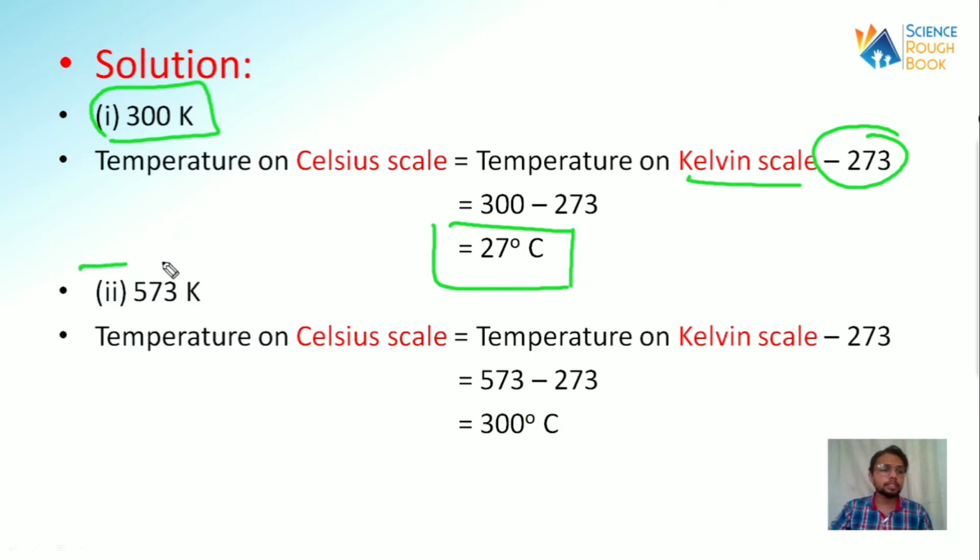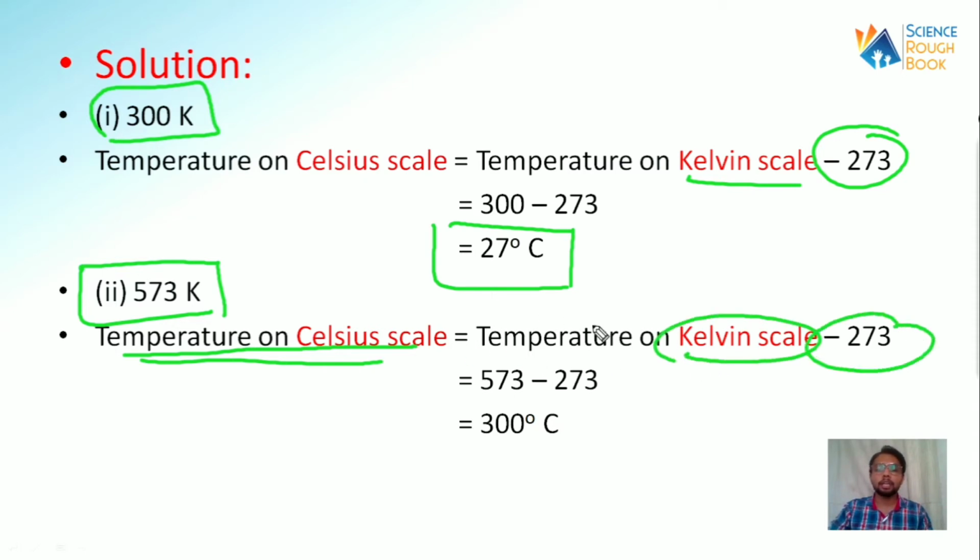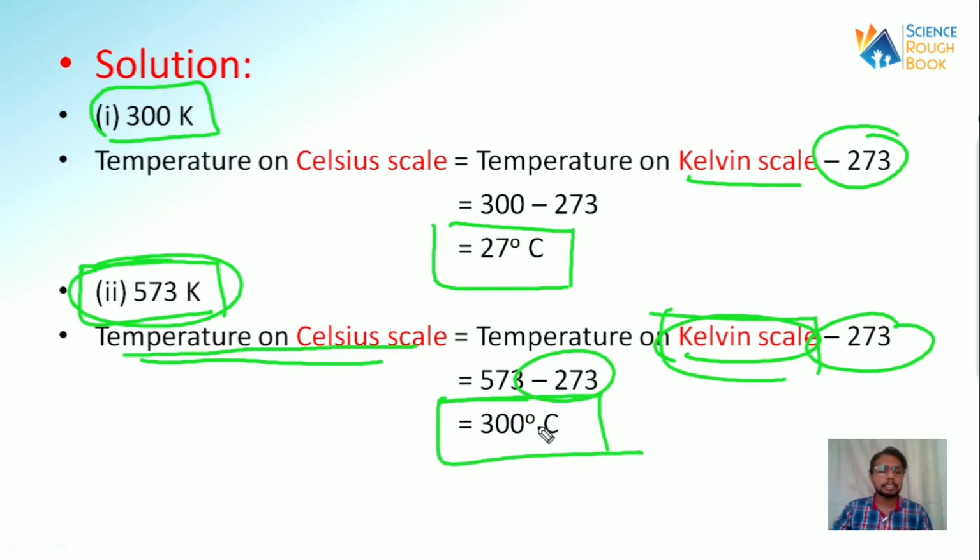Now the second one is 573 Kelvin. To calculate the temperature in Celsius scale, the formula is temperature in Celsius scale is equal to temperature in Kelvin scale minus 273. Now how much is given in Kelvin scale? It is given 573 Kelvin. So I'll keep it over here, and minus 273 gives me the answer 300 degree Celsius.